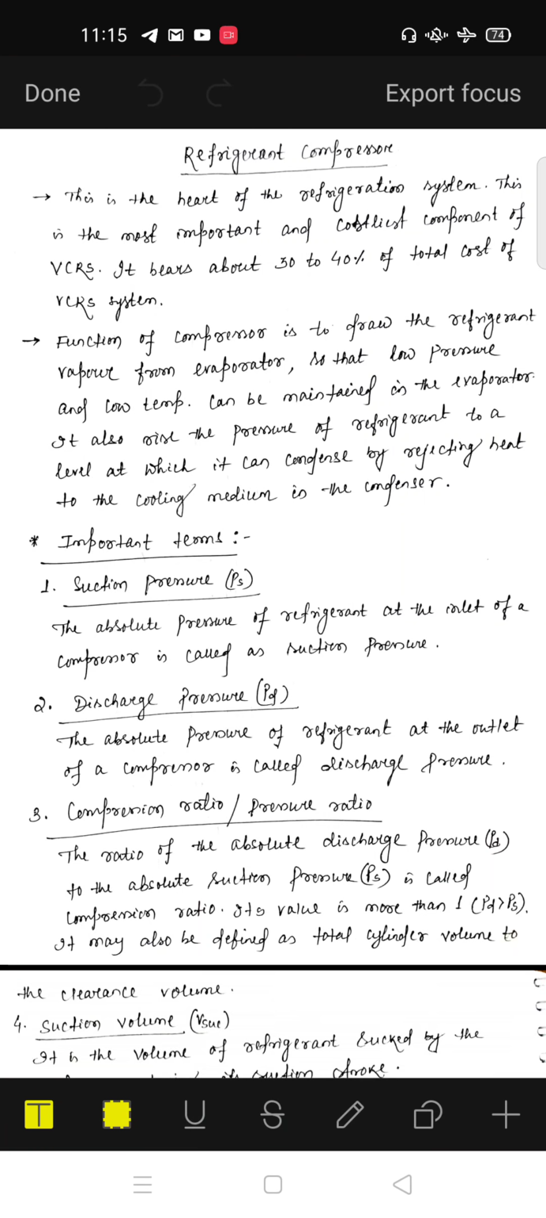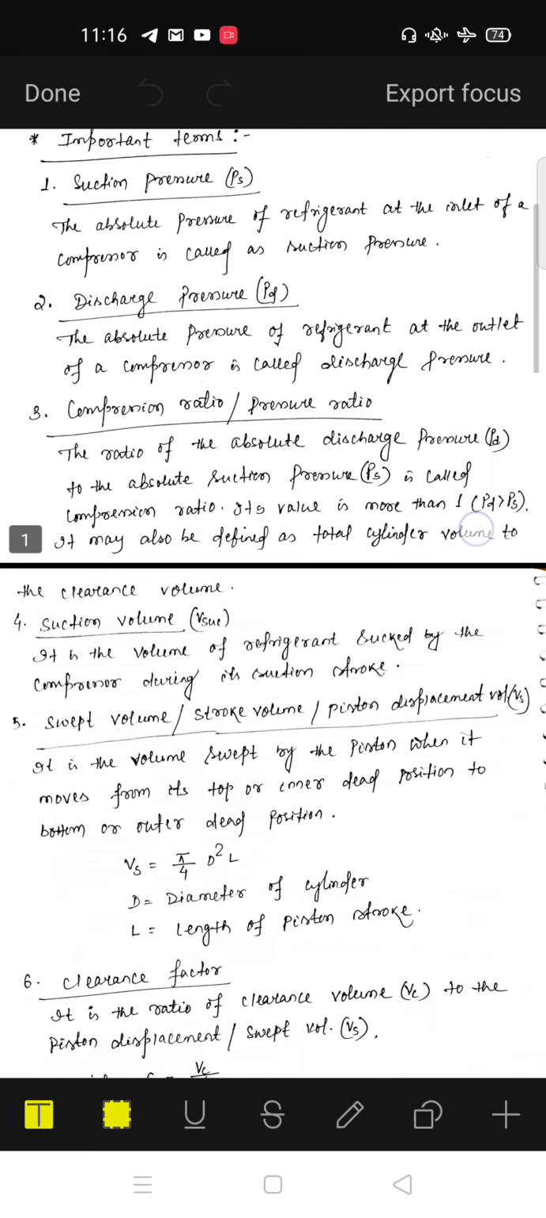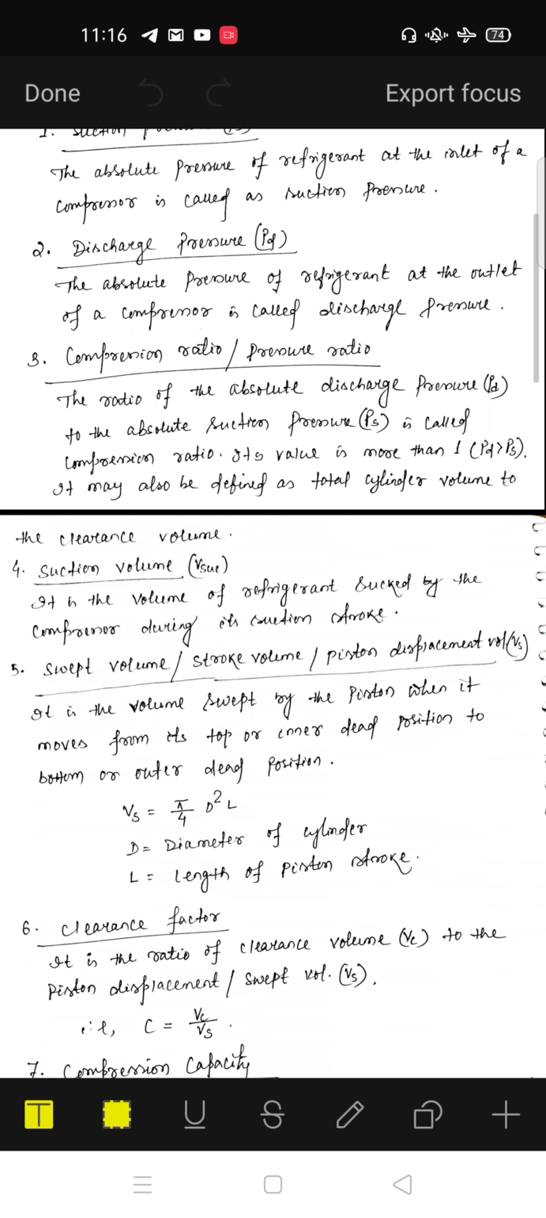Clear? Similarly, next is what is compression ratio or pressure ratio? The ratio of the absolute discharge pressure to the absolute suction pressure is known as your compression ratio or pressure ratio. Its value is always more than 1, or you can also define it as the total cylinder volume to the clearance volume. Clear?